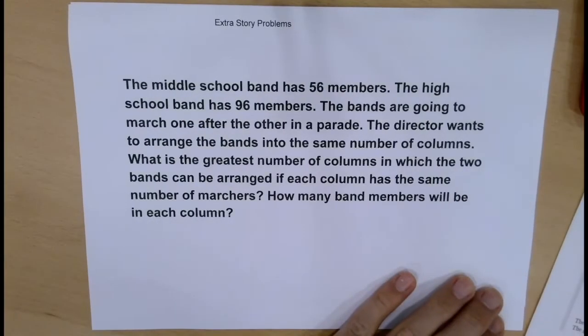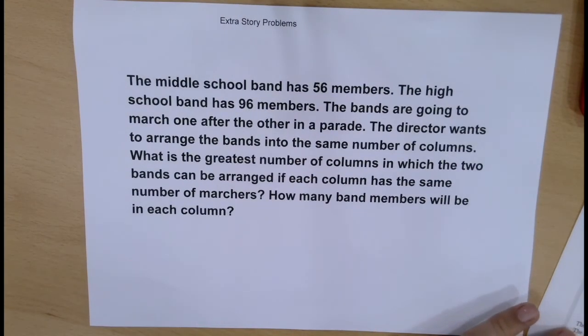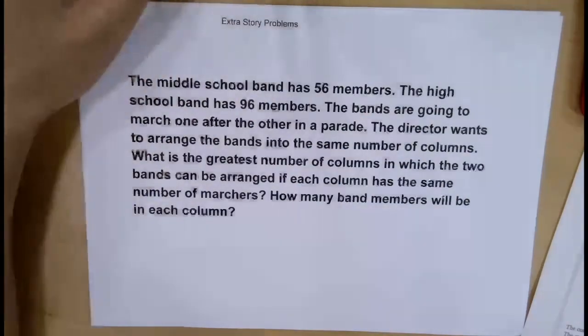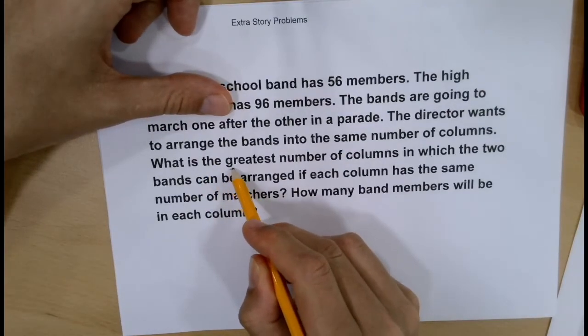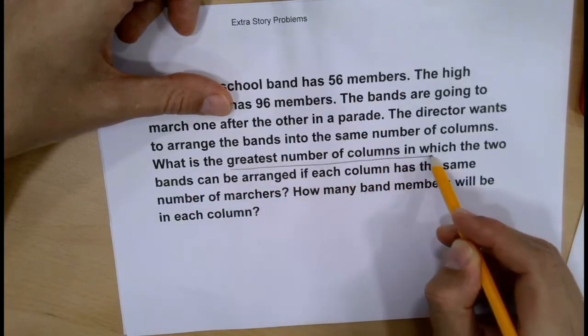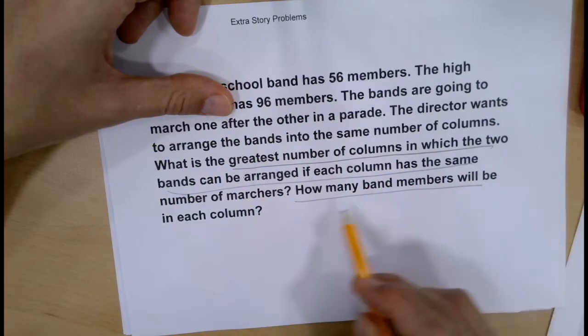Alright, so the reason why you all came today is a story problem. Now that you've established a good understanding of how to do the procedure for greatest common factor, let's take a look at a story problem. Pause the video and try this on your own, and then we're going to look at the solutions. Okay, let's go through the question. Here it says, what is the greatest common number of columns in the 2 bands arranged? Also, how many band members will be in each column?